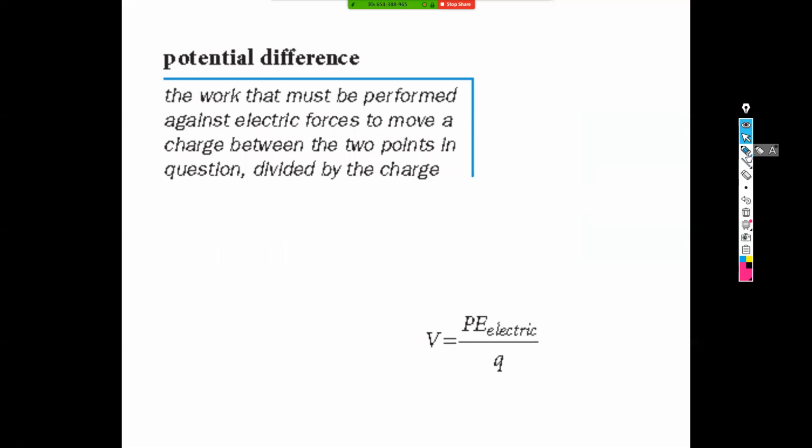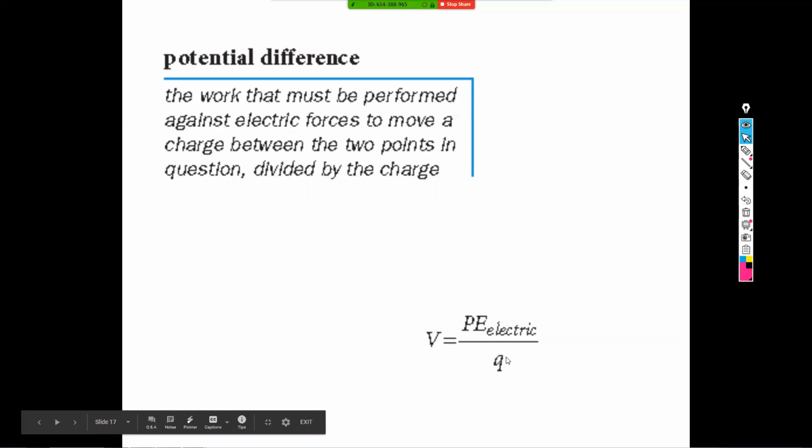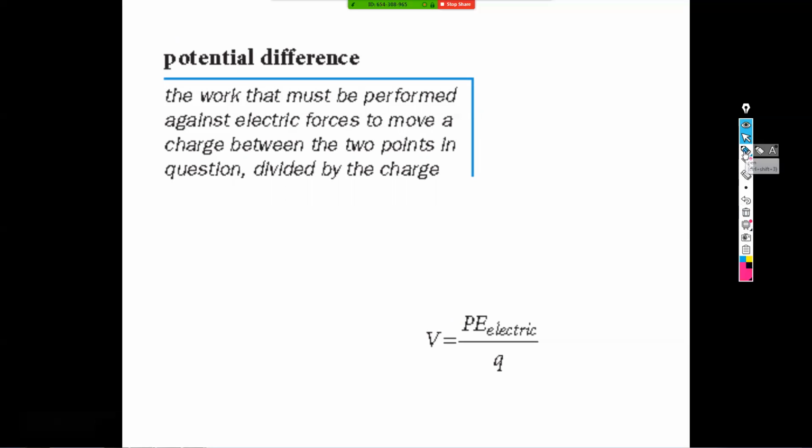Potential difference. Notice it has that potential. So I'm still dealing with joules per coulomb, but now I'm looking at the difference from point A to point B. One format I can look at is the change in potential energy divided by charge. So your potential is your potential energy divided by your charge. Once you know your potential energy and you know your charge, you can easily figure out the volts, the potential.